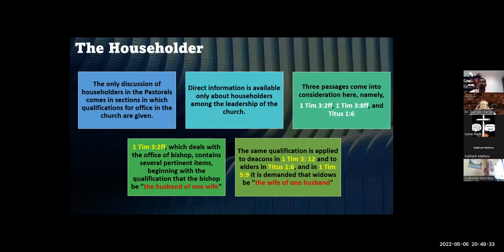And there is another term called the householder. The householder appears in the section where qualifications for office in the church are given. It's all based on First Timothy and Titus and these different Bible portions he is discussing. In some places he uses many Greek words, which I have no clue about. Direct information is available only about householders among the leadership of the church. Basically, he considered three passages: 1 Timothy 3:2, 1 Timothy 3:8, and Titus 1:6. If you have a Bible, you can read that maybe.